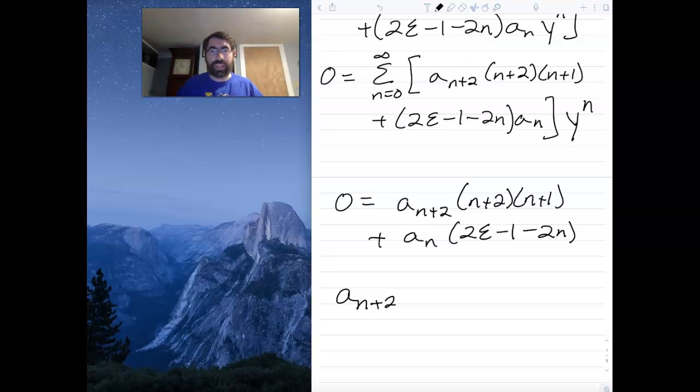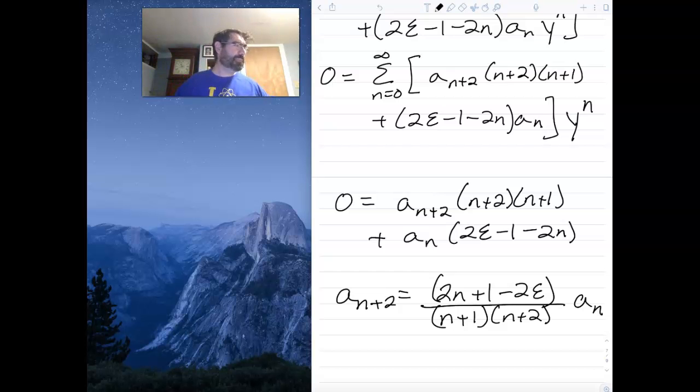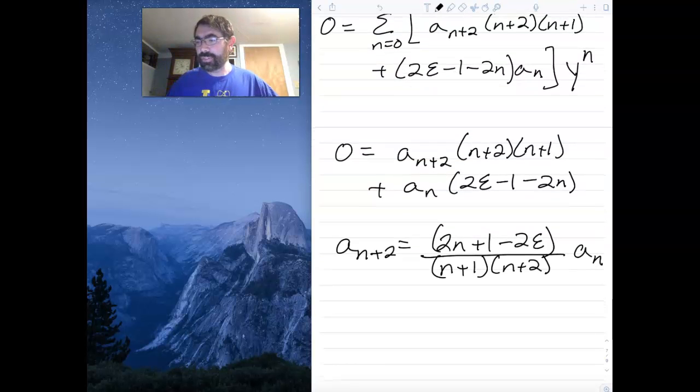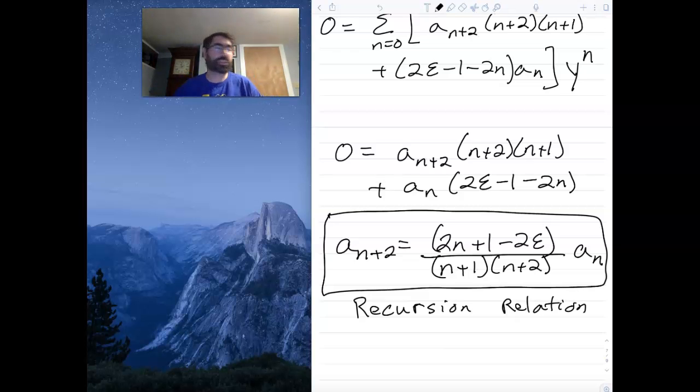n plus 2, that term, is equal to 2n plus 1 minus 2 epsilon over n plus 1, n plus 2, times a to the n. Okay, and this right here is called a recursion relation. So that is my recursion relationship.